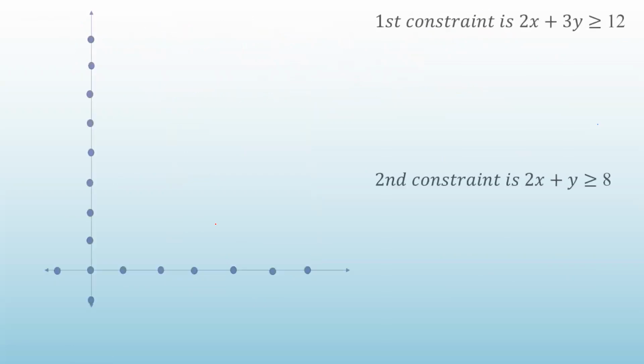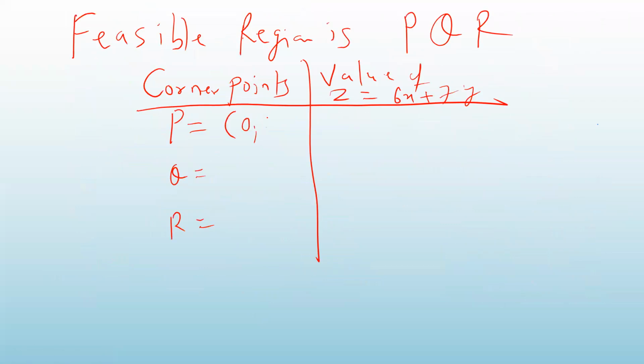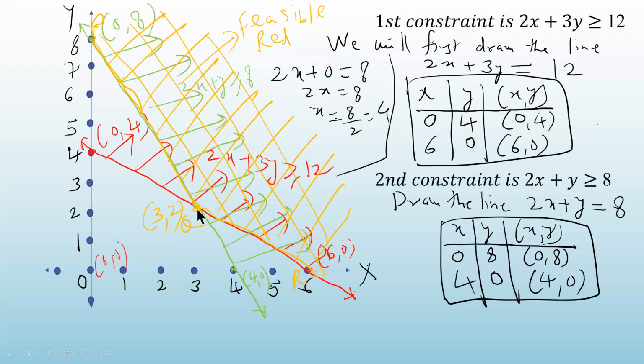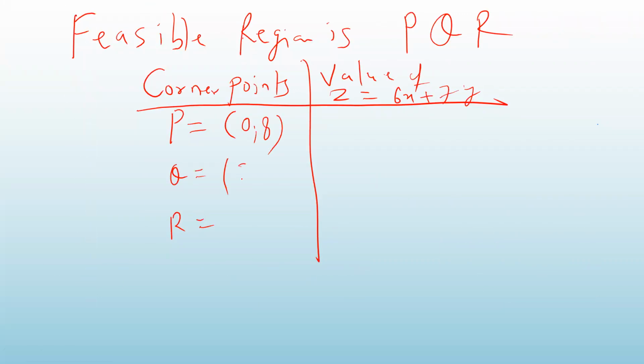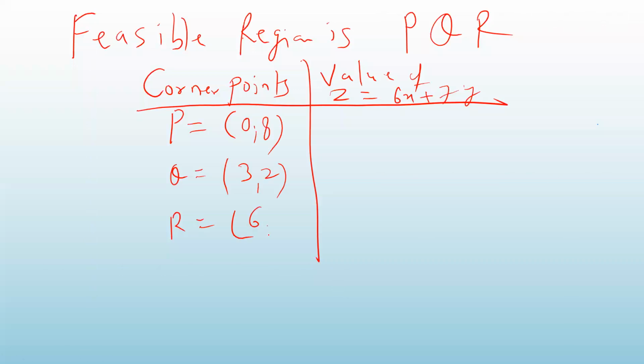What are the coordinates of point P? The coordinates of P are (0, 8). What are the coordinates of Q? The coordinates of Q are (3, 2). And what are the coordinates of R? The coordinates of R are (6, 0). Okay. So let us find the value of Z at these points.